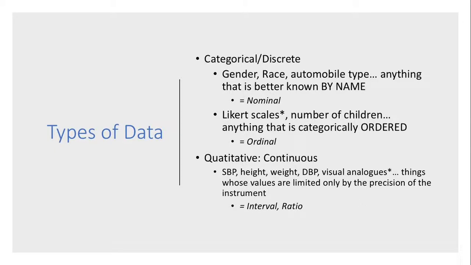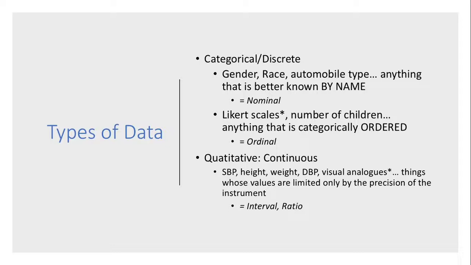All right, so we're going to continue on with the lecture. We've talked about these concepts in earlier lectures, so this should just be a review for you. So, types of data. You remember we have categorical, or what we call discrete data, and this can be things such as gender, race, automobile type. Really anything that's better known by a name. This is referred to as nominal variables.